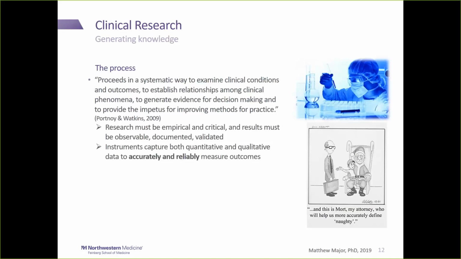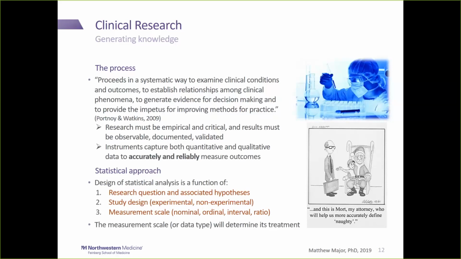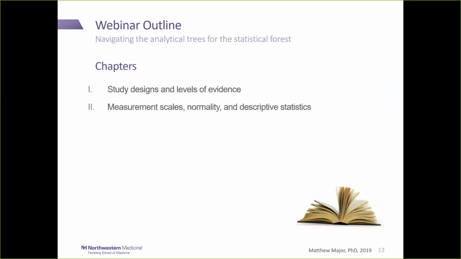to measure those outcomes. When we're deciding on a statistical approach, there's a few things we need to consider in this case. One is the research question and the associated hypotheses of that study. The study design, is it experimental or non-experimental? Then the measurement scale. Is it nominal, ordinal, interval, or ratio data? Now this is important because that measurement scale or the data type will determine its treatment. So let's jump into that.